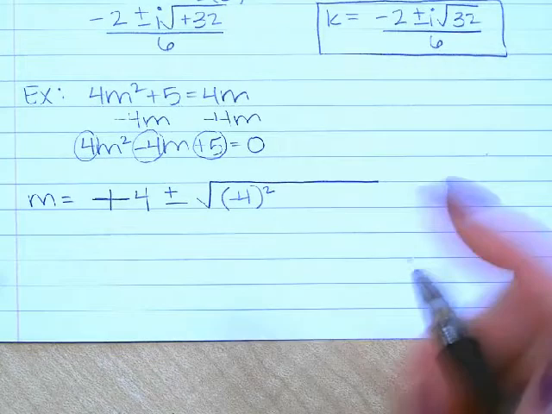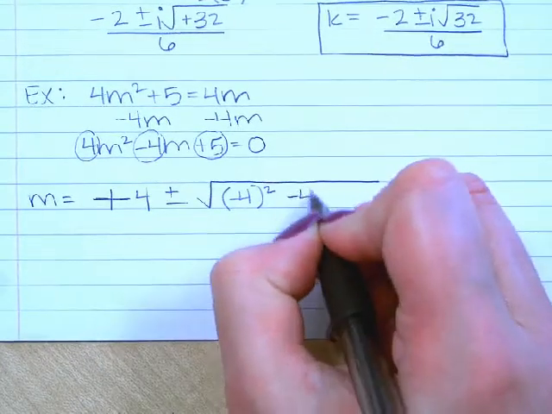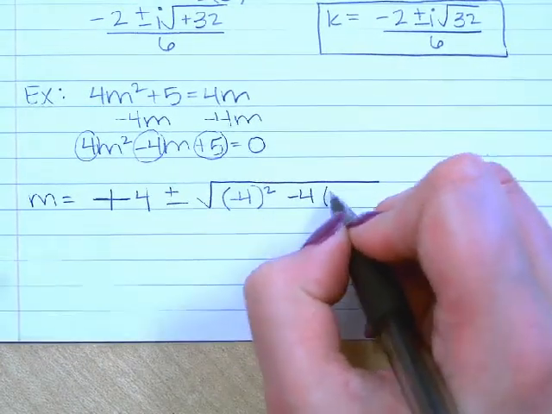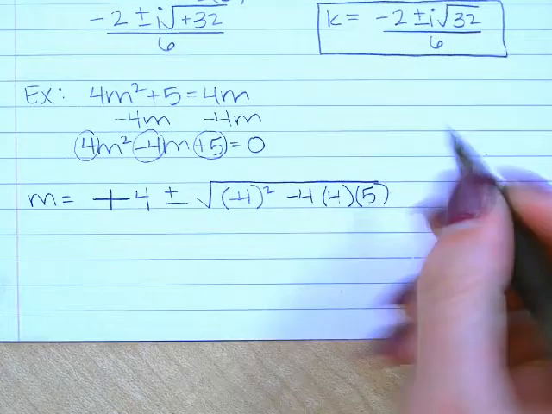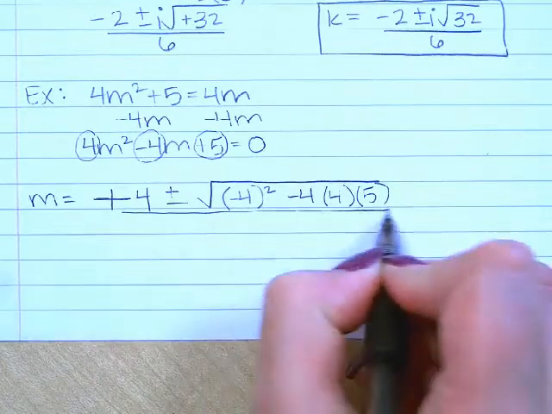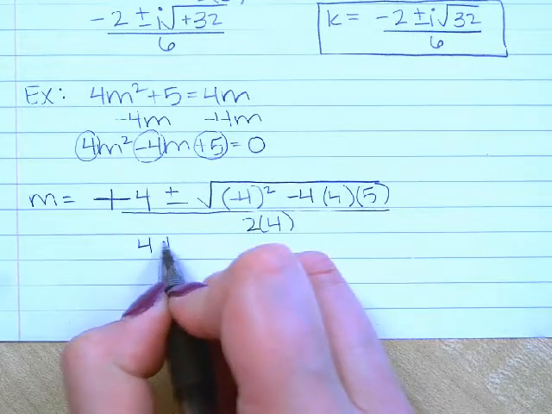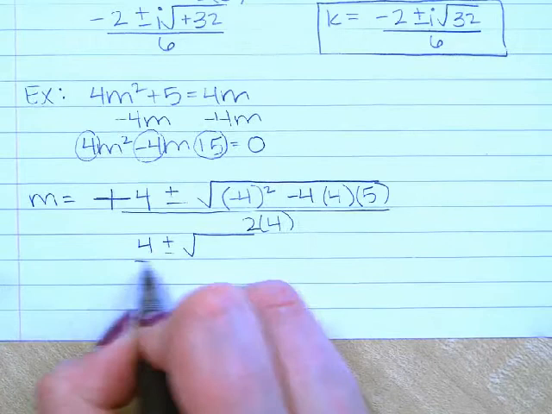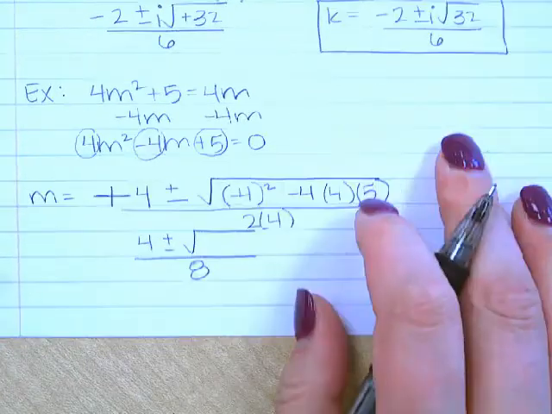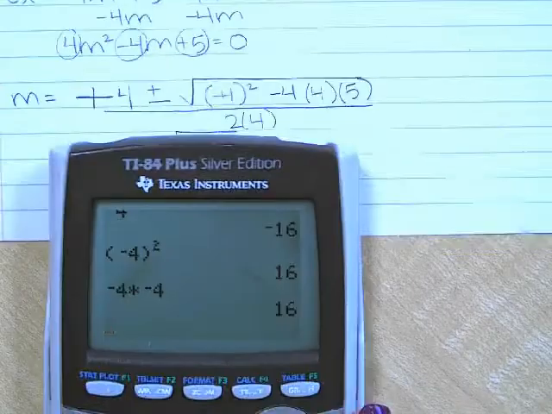So I have b squared minus 4 times a times c, all divided by 2a. And so again, the first thing I'm going to go ahead and do is type in the discriminant to see what number I get for that.